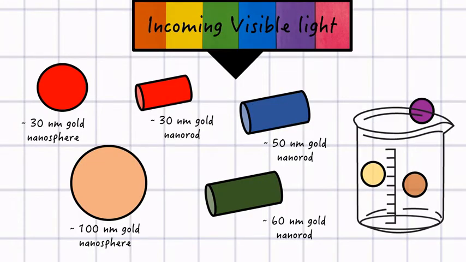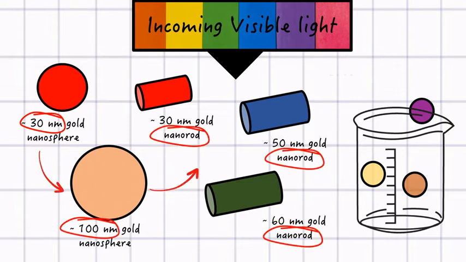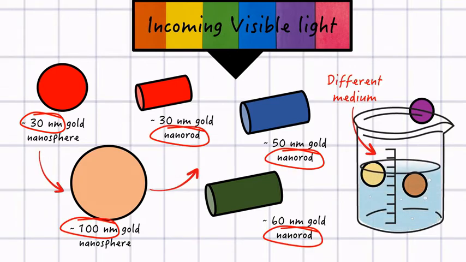However, when light interacts with nanoparticles, the amount of reflected, scattered, absorbed, and transmitted light not only depends on the material, but also on the size, shape, and the surrounding medium of the nanoparticles. That's why different gold nanoparticles have different colors. But remember, we only see this color for the nanoparticles that interact with the visible range of the electromagnetic spectrum.